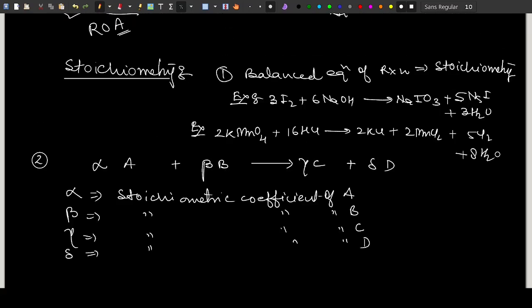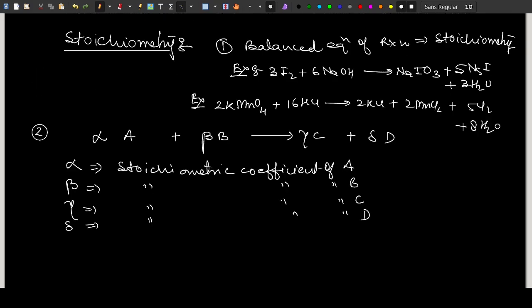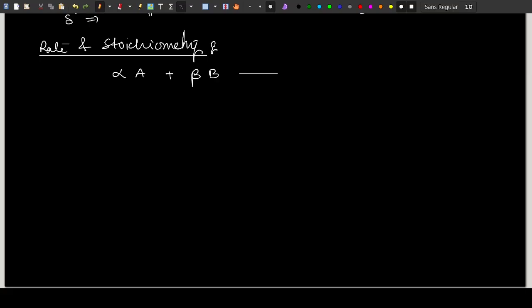Now the rate and the stoichiometry. What is the rate and what is the stoichiometry? Here we can say the next heading is rate and stoichiometry. Here I wrote alpha A plus beta B, producing gamma C plus delta D. We can say, what is the relation between A and B?